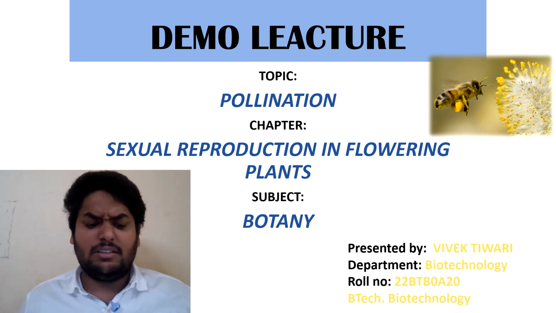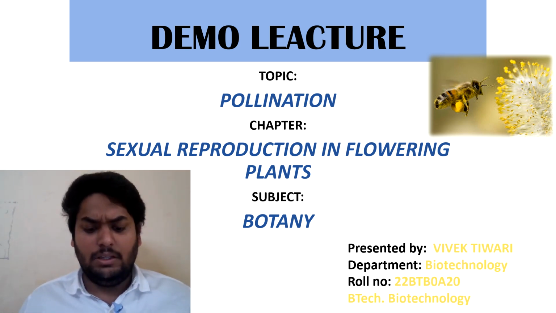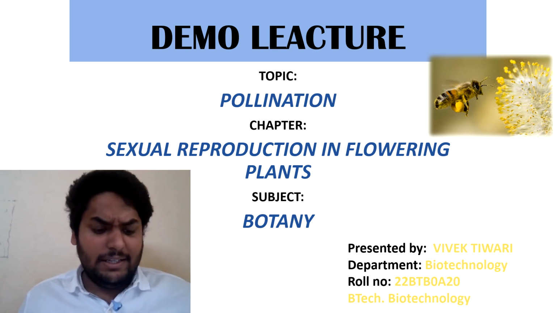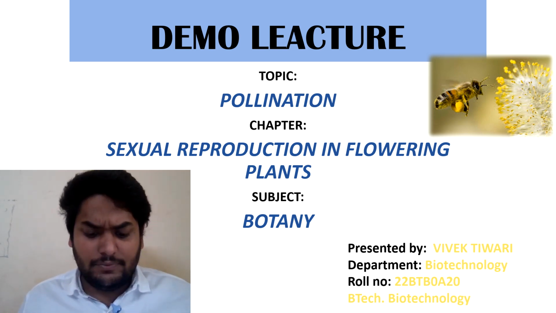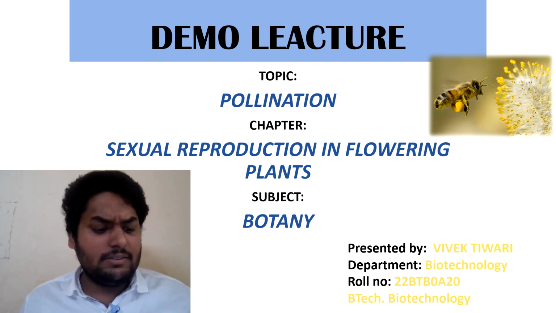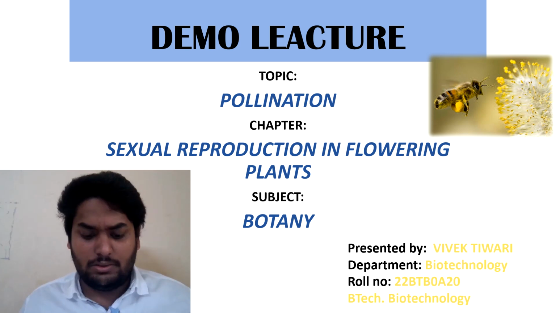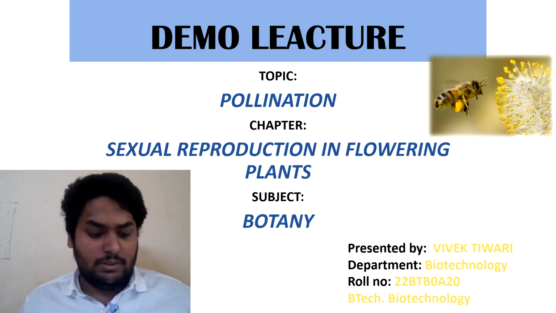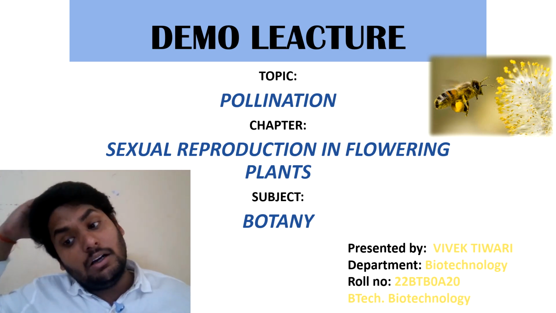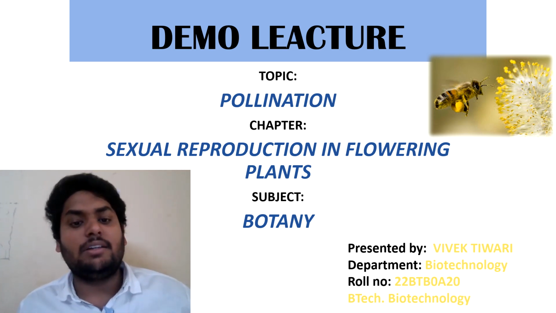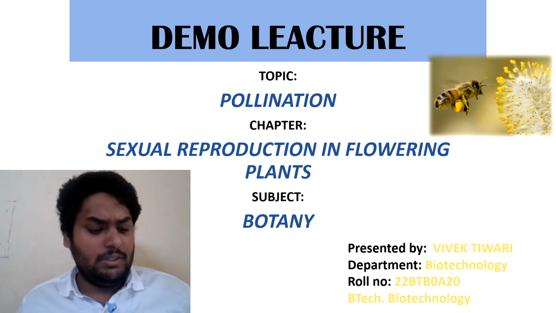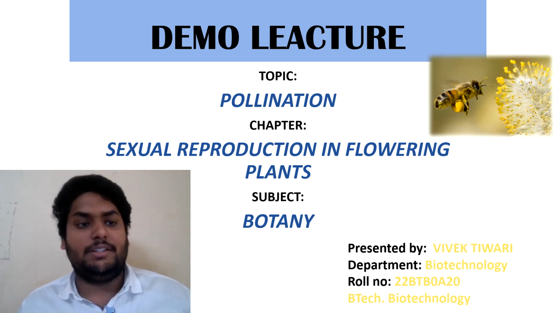Pre-fertilization is all about building the components and getting them together. Fertilization is the main event where the fusion of male and female gametes happens. The third one is post-fertilization, which is all about the seeds and fruits. Today's main topic is pollination, which is a part of pre-fertilization. So now we are going to discuss pollination.